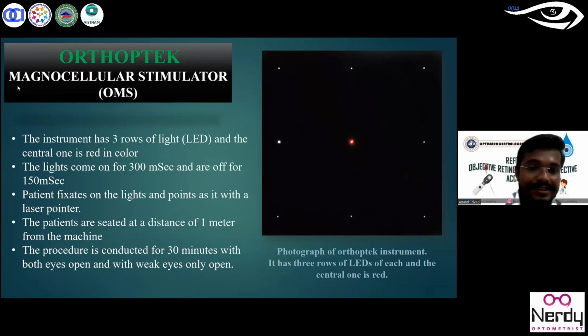The patients are seated at a distance of 1 meter from the machine. The procedure is conducted for 30 minutes, with both eyes open and with the weak eye only open. This is a photograph of the Mercer orthoptic instrument.